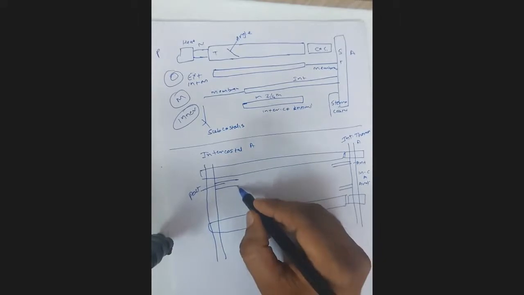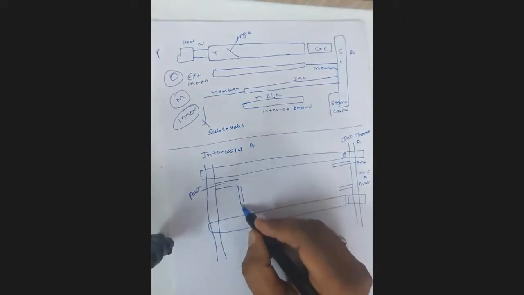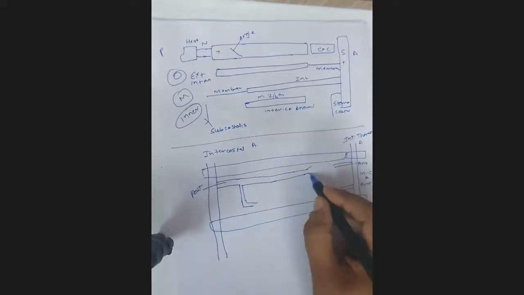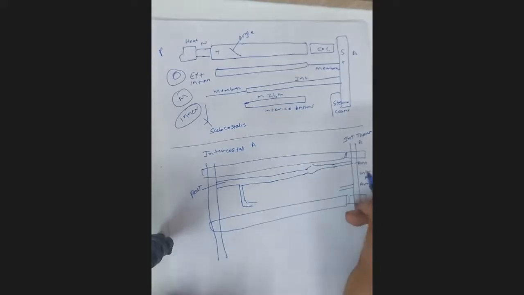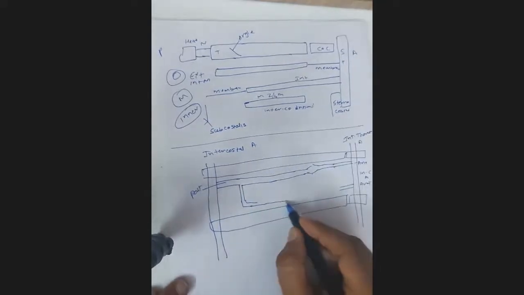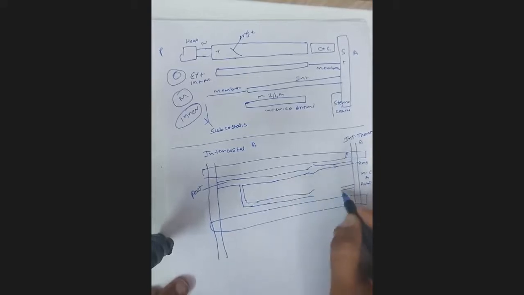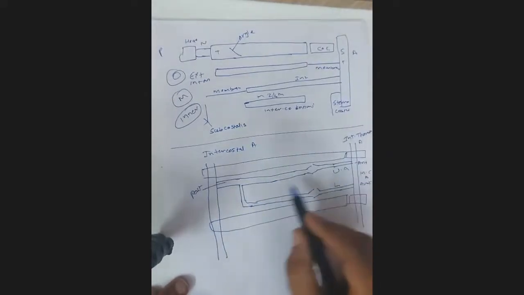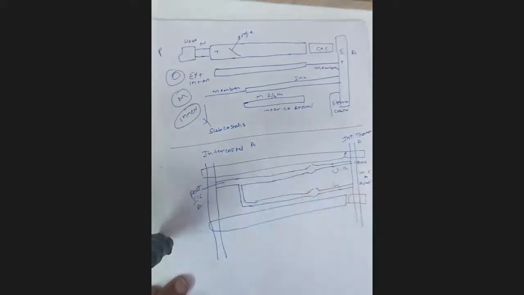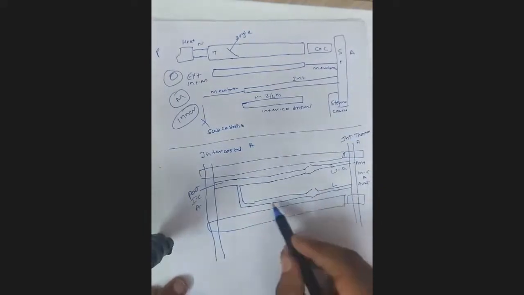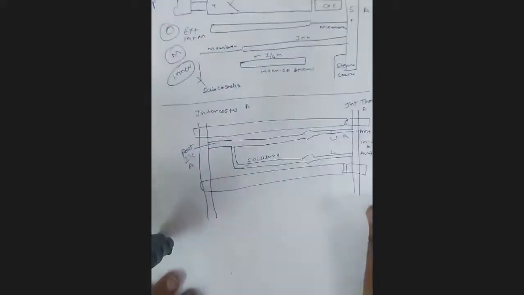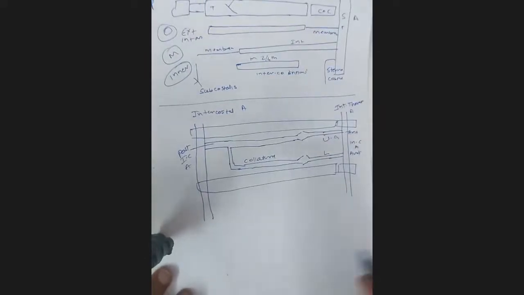Now what happens is this posterior intercostal artery gives a collateral branch. The posterior intercostal artery goes and anastomoses with the anterior intercostal artery, and the collateral branch goes anteriorly and anastomoses with the lower anterior. So there is an upper anterior and a lower anterior. The upper anterior intercostal artery anastomoses with the posterior intercostal artery, and the lower anterior intercostal artery anastomoses with the collateral branch of the posterior intercostal artery.